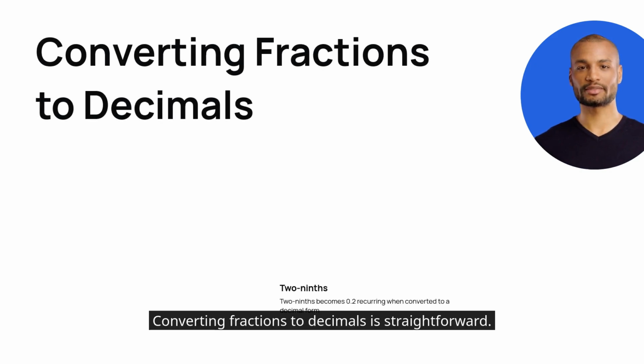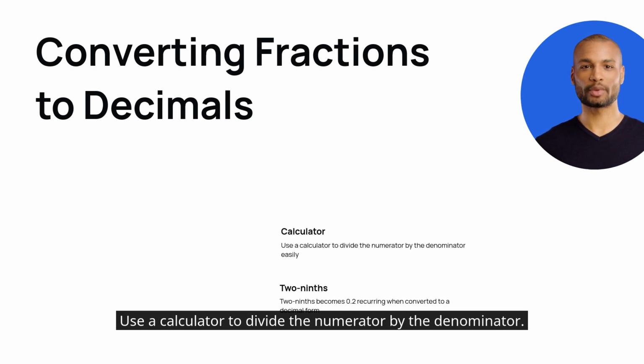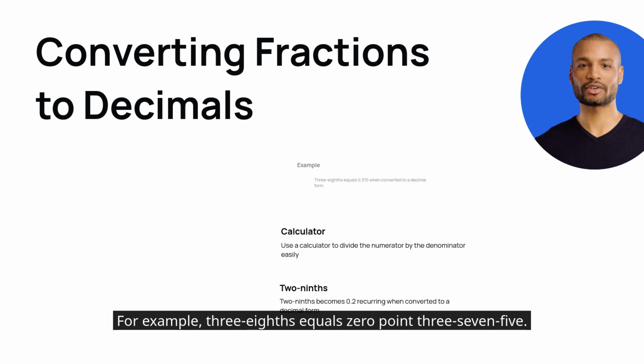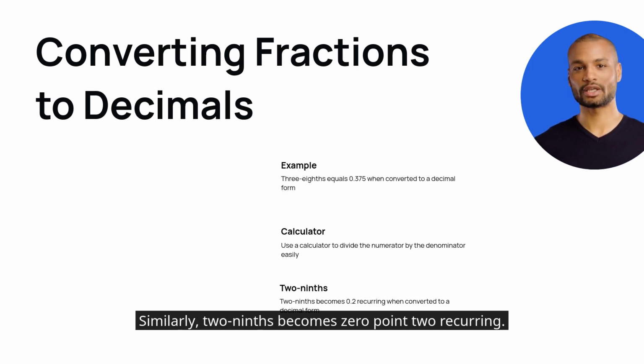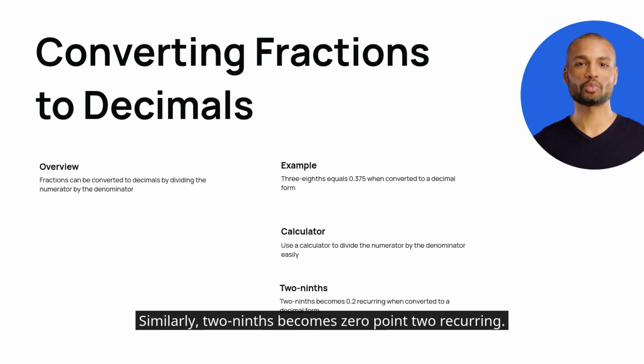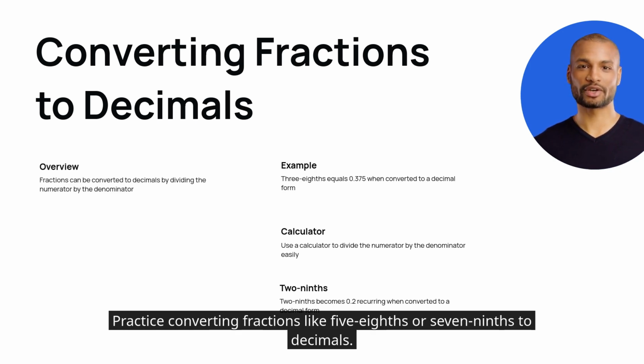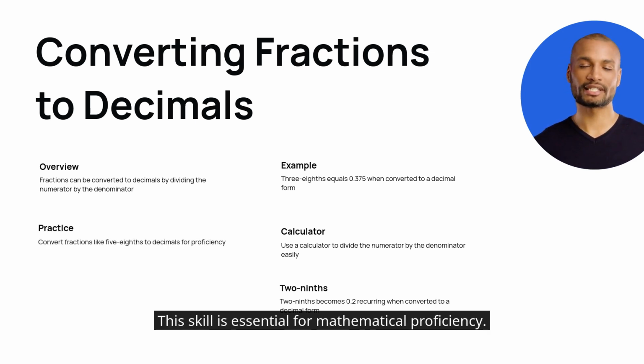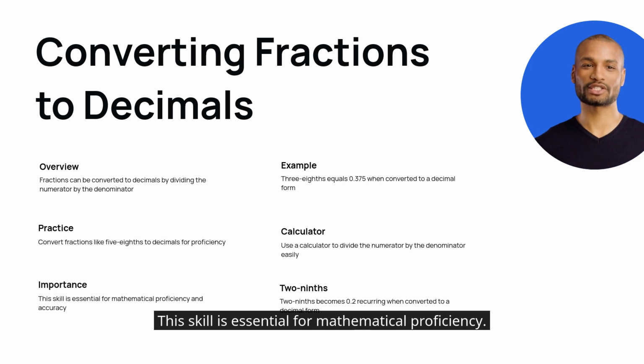Converting fractions to decimals is straightforward. Use a calculator to divide the numerator by the denominator. For example, 3/8 equals 0.375. Similarly, 2/9 becomes 0.2 recurring. Practice converting fractions like 5/8 or 7/9 to decimals. This skill is essential for mathematical proficiency.